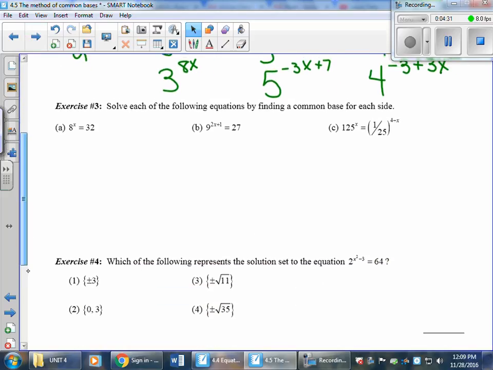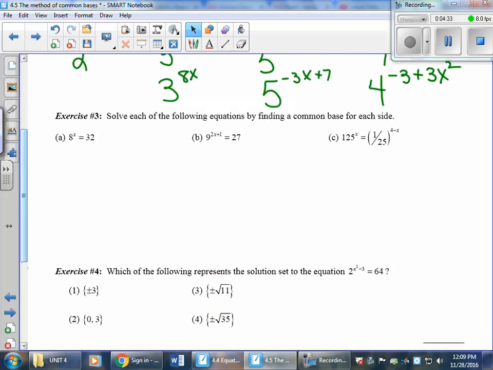Okay, this is where it starts getting fun. So in exercise 3, you can see how we have 8 and we have 32. Now 32 is not a base. You're not going to be able to bring that down to base 8, because 8 times 8 is 64, and it's not 32. But hopefully you realize that 8 and 32 are both powers of 2.